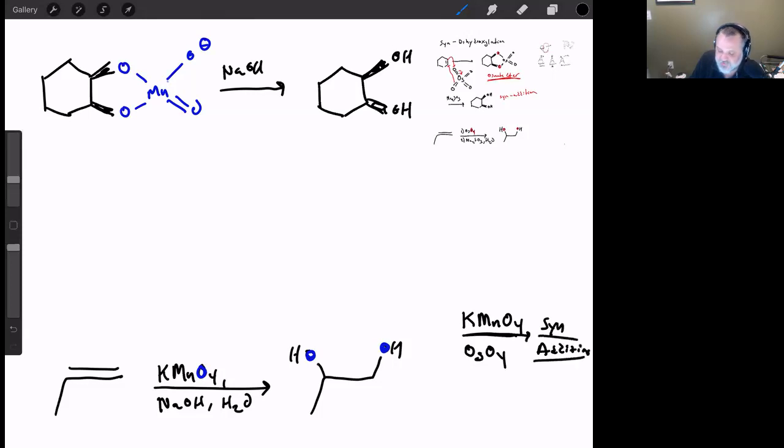Not only is there syn addition, there's syn addition for the same reason. It's about this cyclic ester. Now, in the situation with OsO4, the osmate ester could be isolated. That's why it was 2 steps. This one is not isolated. It happens in 1 step in the same pot.